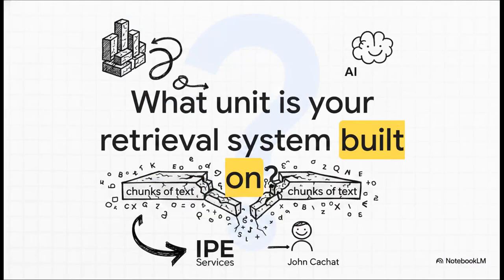So what does this all mean for us? It leaves us with one final, absolutely critical question you have to ask yourself. What is the unit your retrieval system is actually built on? If it's just an arbitrary chunk of text, your AI foundation is cracked.